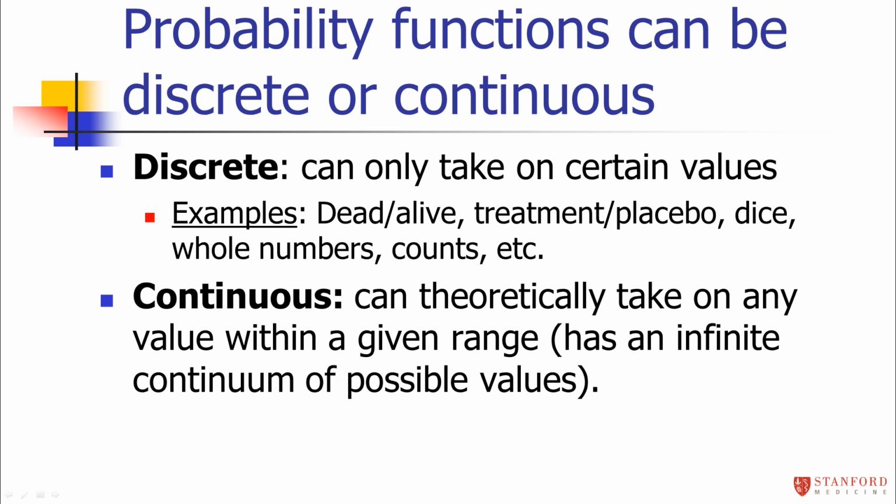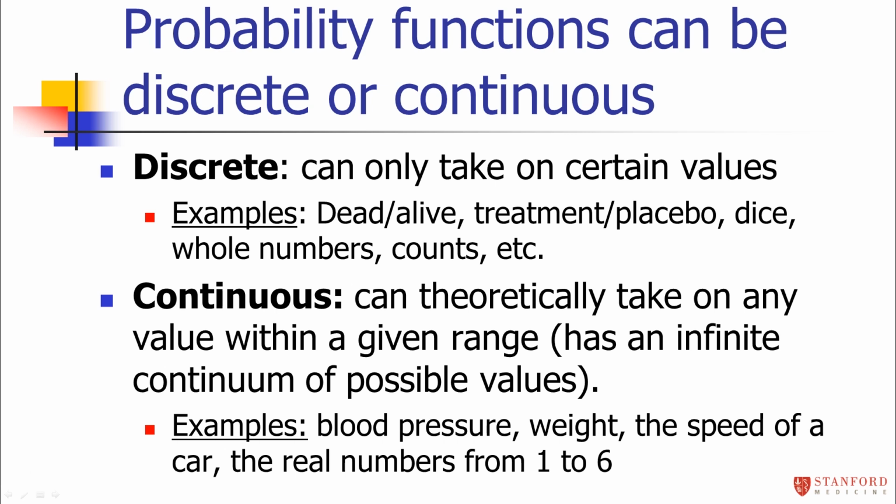That's, of course, as opposed to continuous. Continuous variables can take on any value within a given range. Say, any number between 1 and 6. It can take on 1.2, 1.235. These would be things like blood pressure, or the instantaneous speed of a car. So continuous things have an infinite number of possible values.